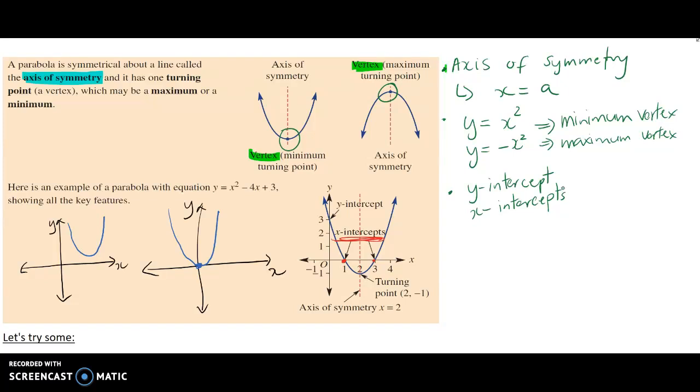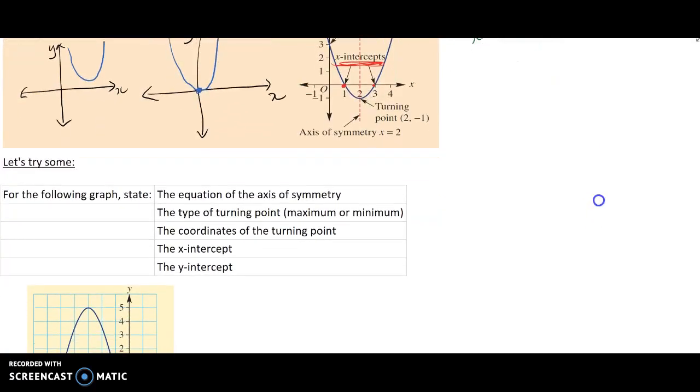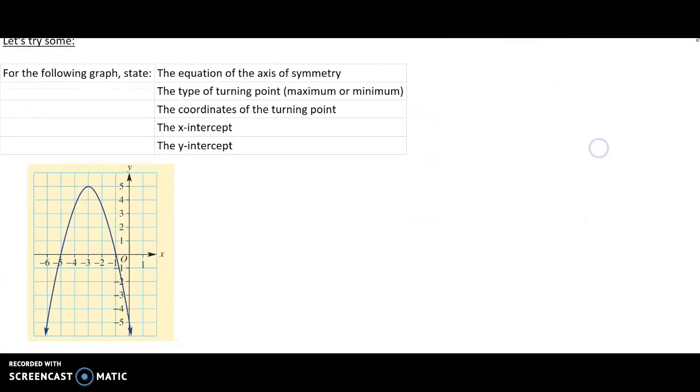Now let's do an example to see if we are able to identify these important points. Now have a look at this graph. Okay, for the following graph state the equation of the axis of symmetry, the type of turning point, whether it's maximum or minimum, the coordinates of the turning point, the x-intercepts and the y-intercept. Alright, so let's start from the beginning. The equation of the axis of symmetry.